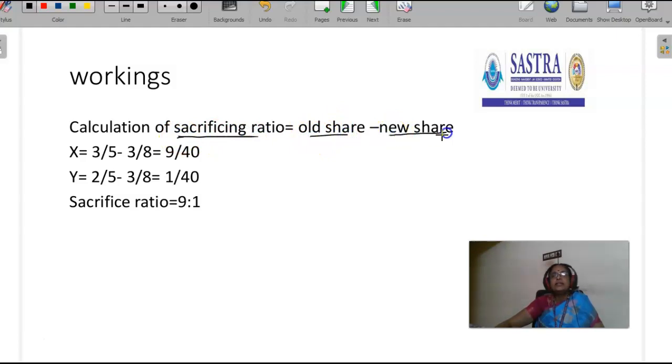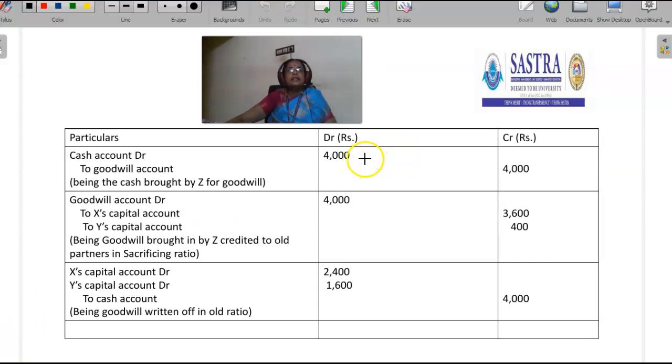Old ratio minus new ratio. The old ratio is more than the new ratio because the old partners sacrifice some of their shares for the new partner. So X's old ratio is 3/5, new ratio is 3/8. Y's old ratio is 2/5, new ratio is 3/8. So the sacrificing ratio is 9/40 and 1/40. The sacrificing ratio between the partners is 9:1. The first step is to calculate the sacrifice ratio. Then we have to pass the journal entry.